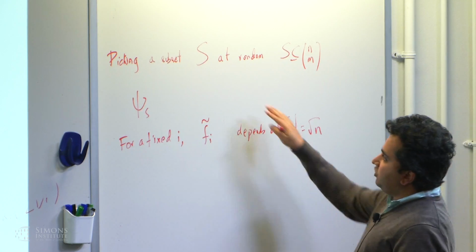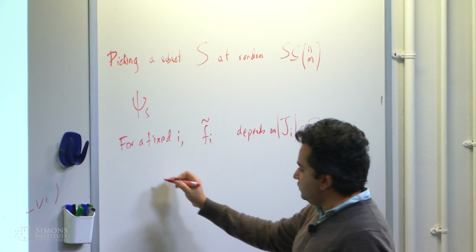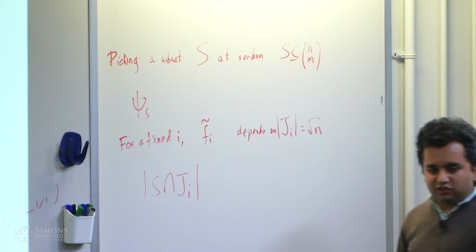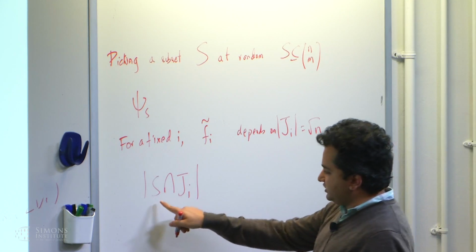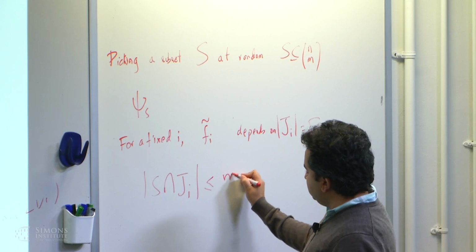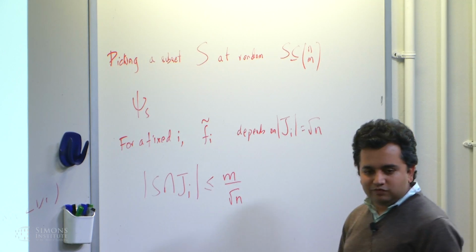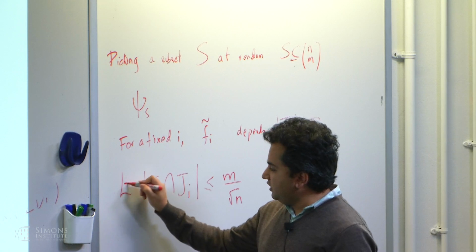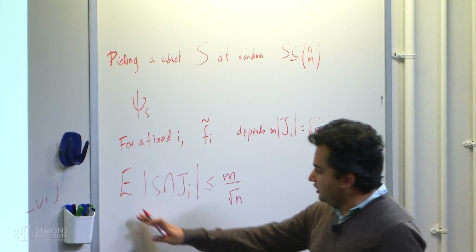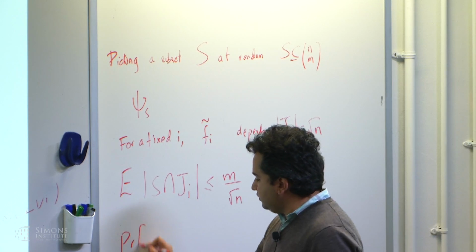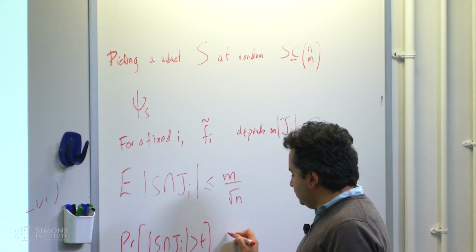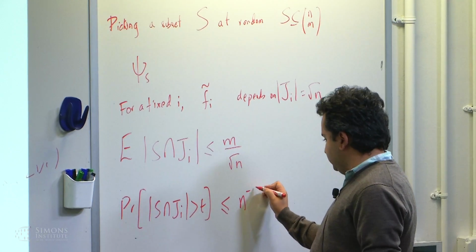How many of these coordinates fall inside the subset that you care about? Okay. Actually, what you expect is, this is a set of size m, this is a set of size root n or something, so it's less than m over root n. The expected size is m over root n, and it's in fact concentrated. So the probability that the intersection size is more than t is less than n to the minus, let's say, 0.1 t.